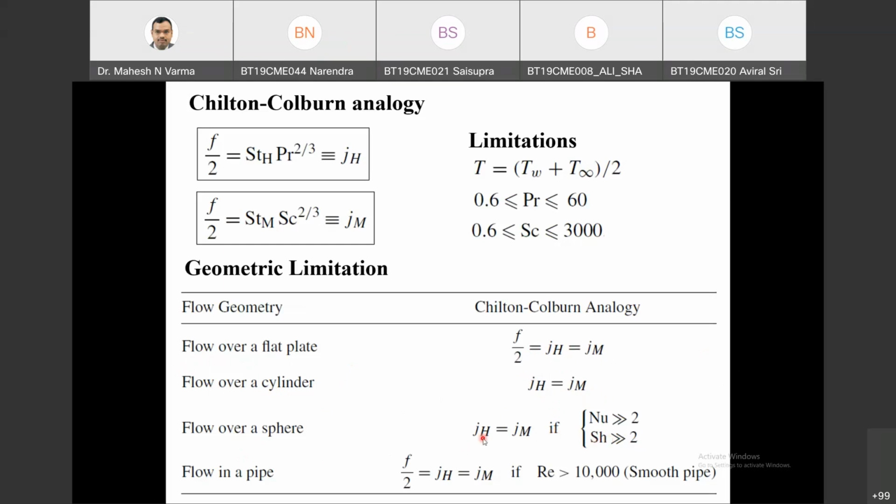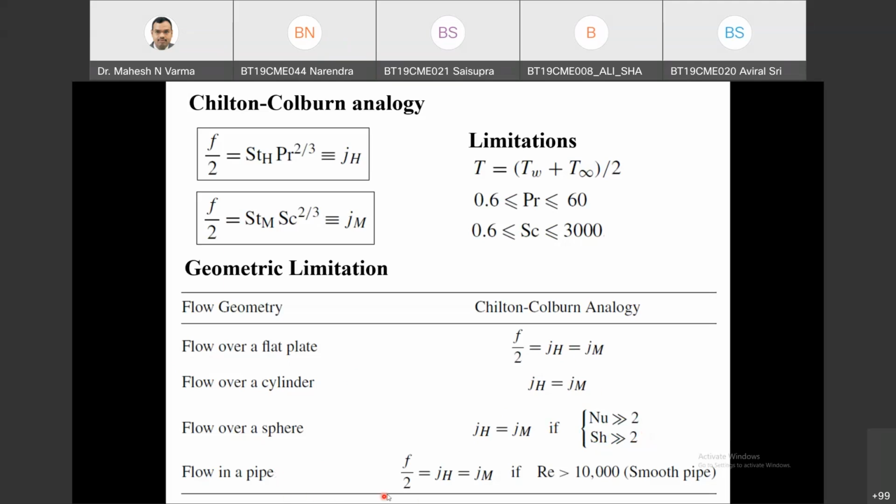So flow over sphere, JH equals JM for Nusselt number greater than 2, and Sherwood number greater than 2. These are all limitations. There is no theoretical background for why these are limitations. This comes from the experiments done by Chilton-Colburn, who did the experiment for Nusselt number only up to 2, and put down their observation.